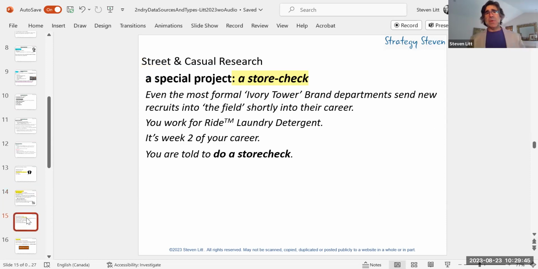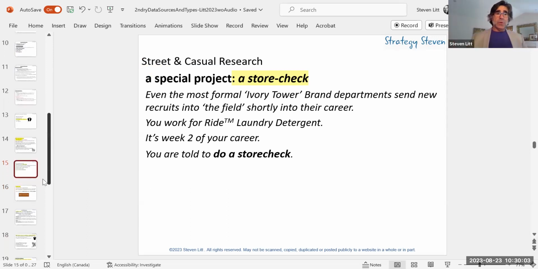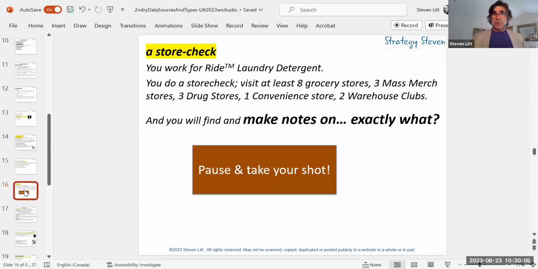So a classic way of doing street and casual research might be, for example, a store check. Even the most ivory tower companies will send a new office marketer out on a store check. So if you work for, say, Ride laundry detergent, it's week 2 or week 3 of your career, you're going to go out there and do a store check. You're going to go to 8 grocery stores, 3 mass merch stores, 3 drug stores, 1 convenience store, 2 warehouse clubs, places that sell laundry detergent, and you're going to make notes on what?